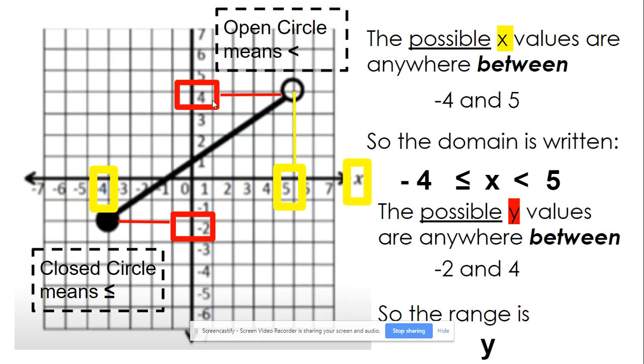So you have y in the middle, and then you look at your symbols. This is where the -2 is, it's the closed circle, so it's the less than or equal. Because this is the open circle by the 4, that's where your less than goes. So you have -2 is less than or equal to y, which is less than 4.